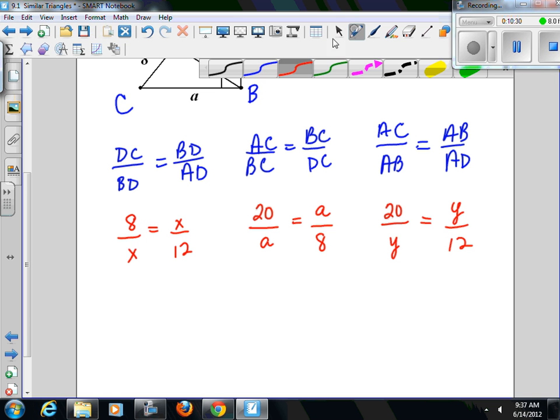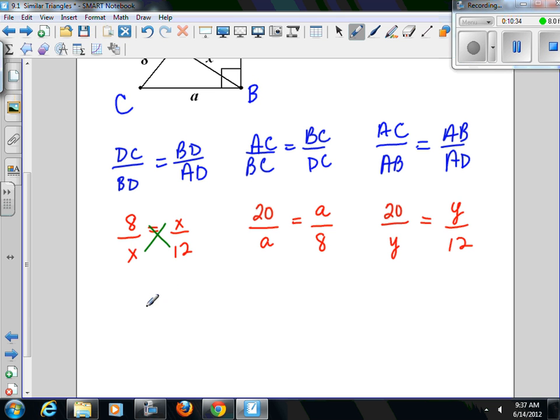So let's go ahead and solve each of these. Cross multiply. 8 times 12 is 96, which gives us X squared. Take the square root of 96 to find X. And the square root of 96, if we round it to the nearest hundredth, X will be approximately 9.80.